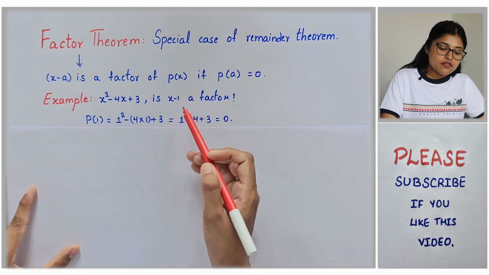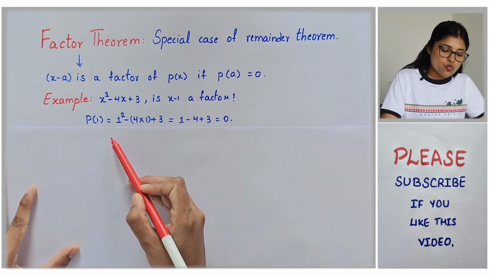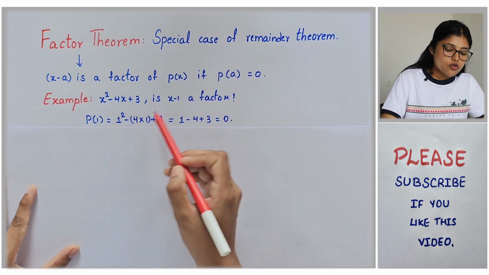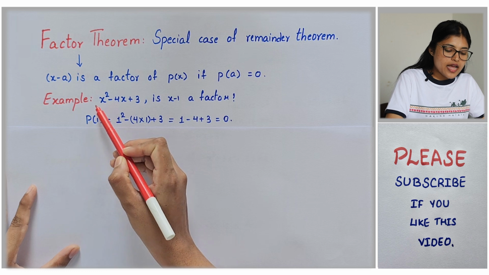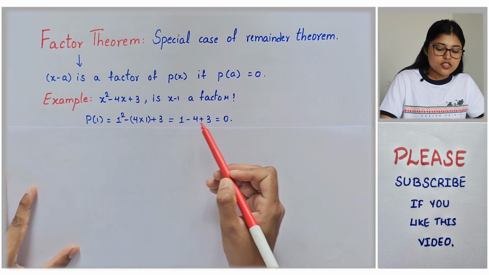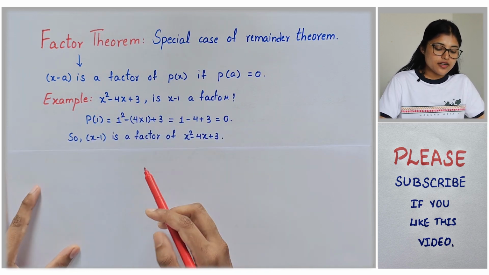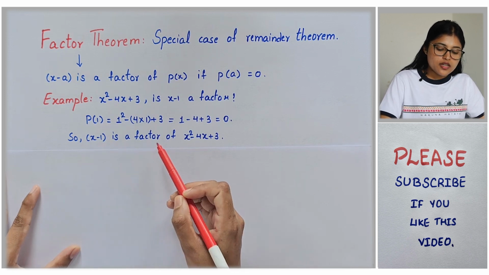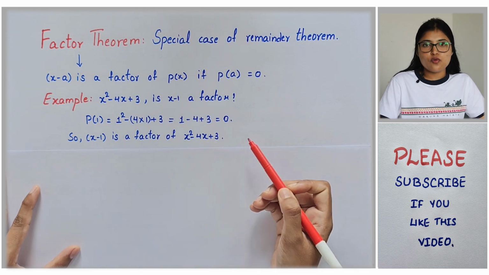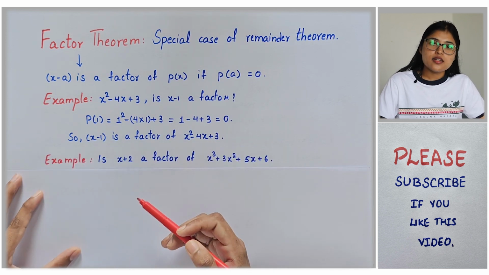For example, here we have an expression x square minus 4x plus 3. In order to know if x minus 1 is a factor or not, we can use factor theorem. How can we do that? We can substitute x equals 1 and see the value. On substituting x equals 1, I get 1 minus 4 plus 3, which is 4 minus 4, which is 0. So I can say, according to factor theorem, x minus 1 is a factor of x square minus 4x plus 3.